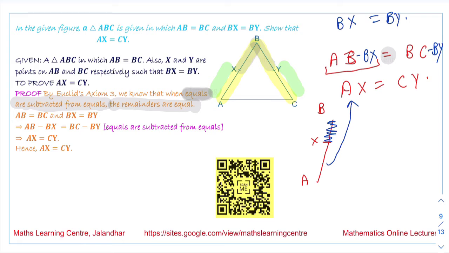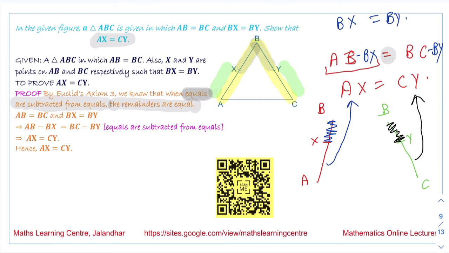Similarly, we have the second line over here. It is like CB. This is the point Y, and if we subtract this BY from this, we are getting CY. So this is what we have to prove in this case, that AX is equal to CY.